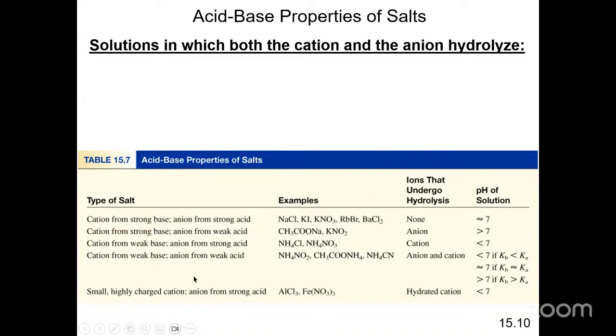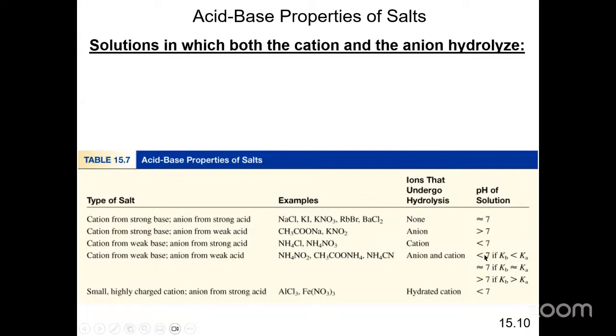Now, here we get to a situation that we didn't discuss. What if the cation is from a weak base and the anion is from a weak acid? Here are some examples. The answer is that both the anions and cations will undergo hydrolysis. The one that produces the greater amount of H plus or OH minus determines whether or not the resulting solution is acidic.